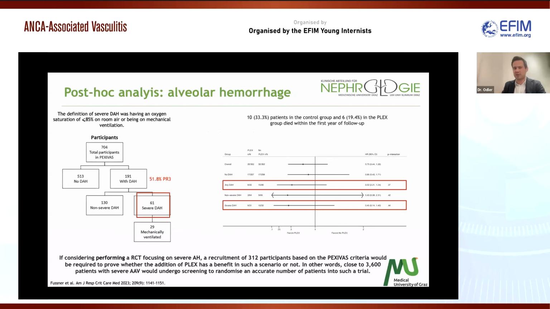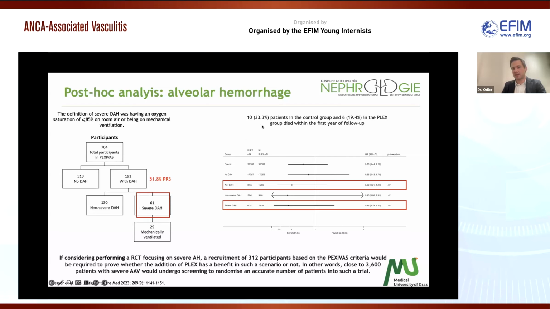There is another post-hoc analysis of the PEXIVAS trial on alveolar hemorrhage that was published 1 year ago in the American Journal of Respiratory and Critical Care Medicine. In this study, the authors involved 61 patients with severe diffuse alveolar hemorrhage from the PEXIVAS trial, and looked at the outcome in those who received plasma exchange or not.